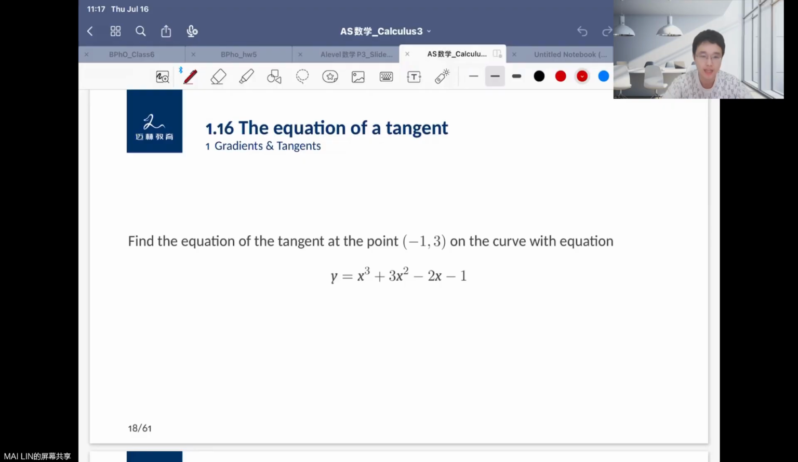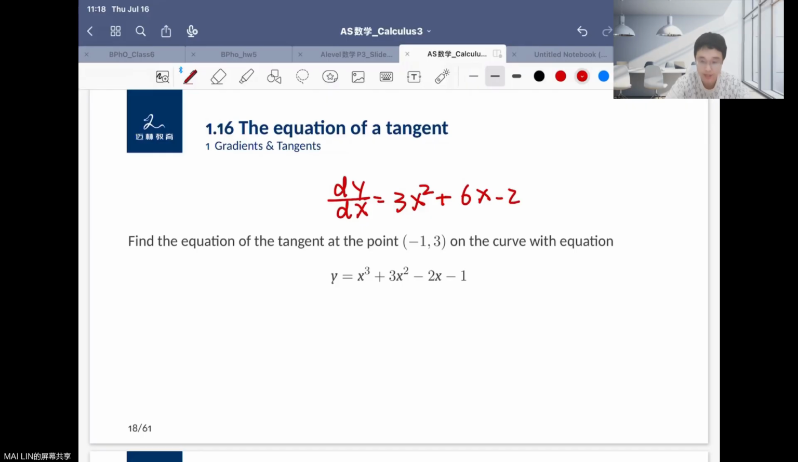Find the equation of a tangent at the point (-1, 3) on the curve with the equation y equals x cubed plus 3x squared minus 2x minus 1. For this problem, you can first find the gradient at the point. So we can set dy/dx equals 3x squared plus 6x minus 2. That is the differentiation for this part.